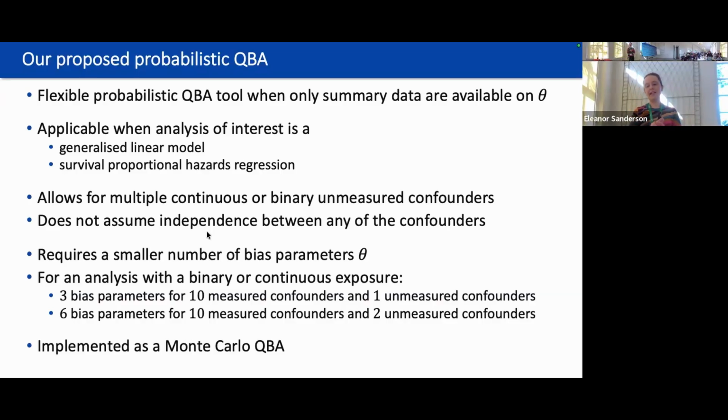We allow for multiple continuous or binary unmeasured confounders, and we don't assume independence between any of the confounders. We require a smaller number of bias parameters, and importantly, the number of bias parameters in our model does not depend on the number of measured confounders you have. So for analysis with a binary or continuous exposure and 10 measured confounders and one unmeasured confounder, we have 3 bias parameters. And if you have 2 unmeasured confounders, then it's 6 bias parameters.